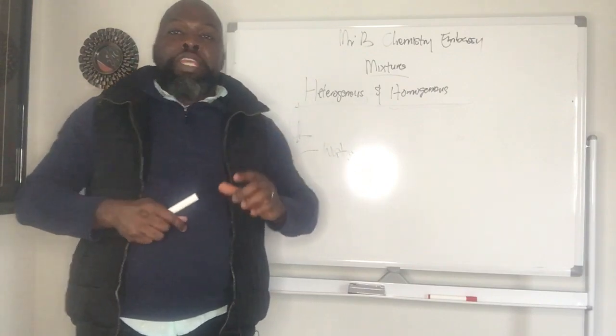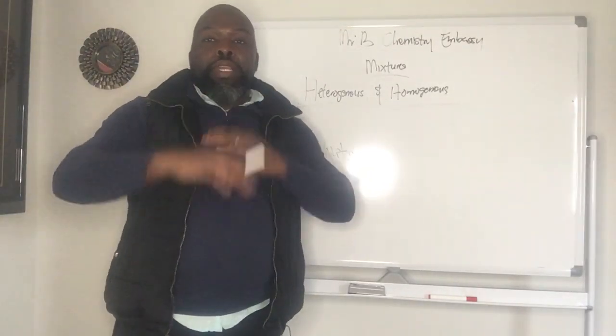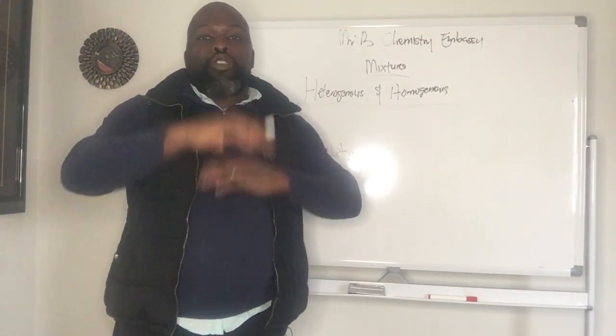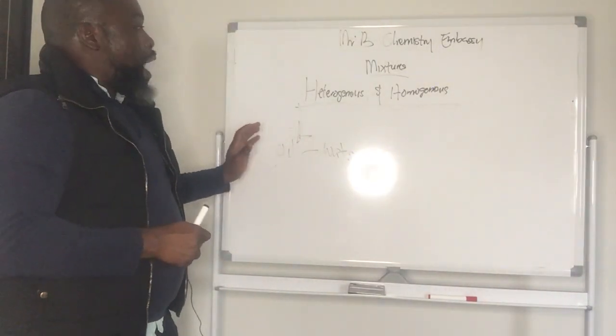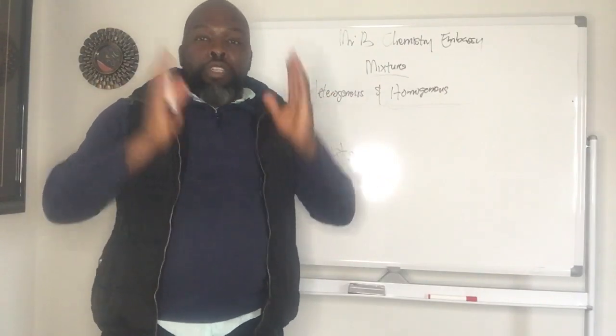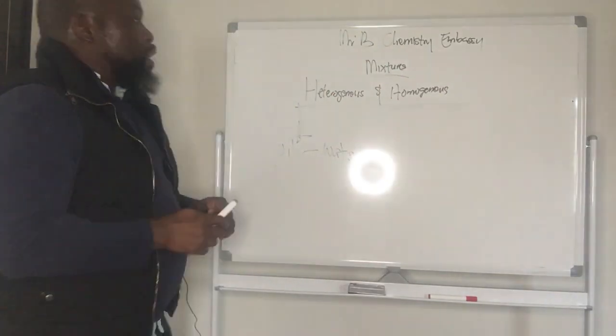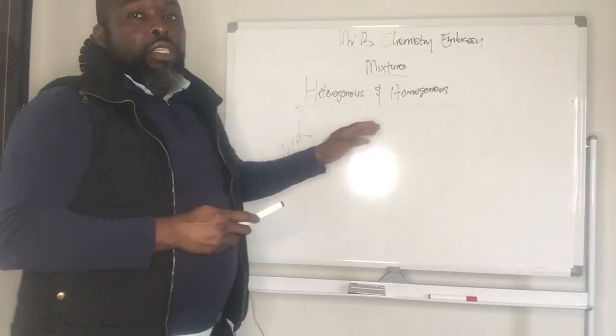So the key word is uniformity. In heterogeneous mixture, there is no uniformity. You will notice the difference between the two mixtures. So that is heterogeneous mixture. You would always remember it by saying hetero, separate mixtures. So the second type of mixture is called the homogeneous mixture.